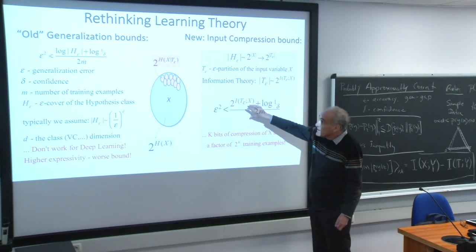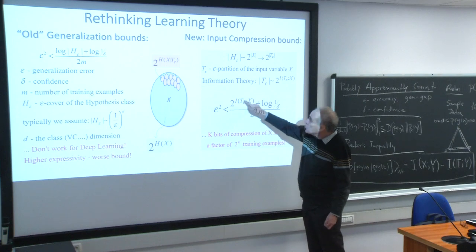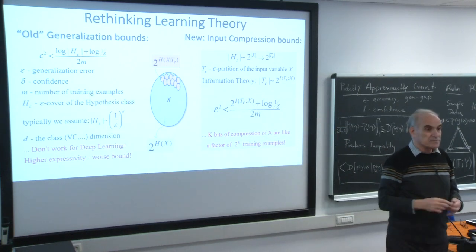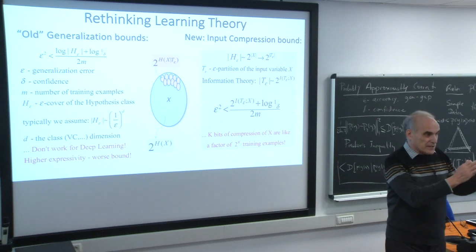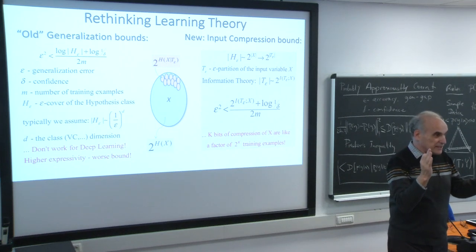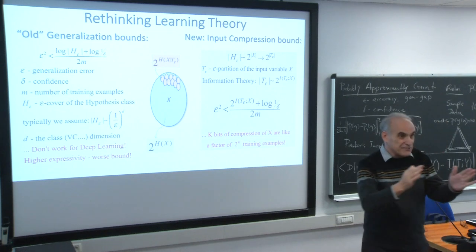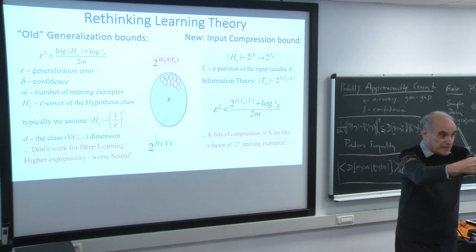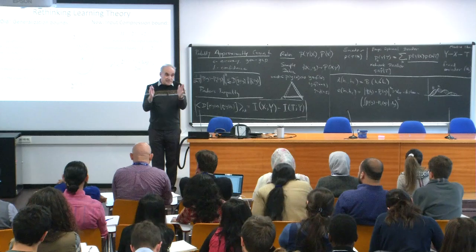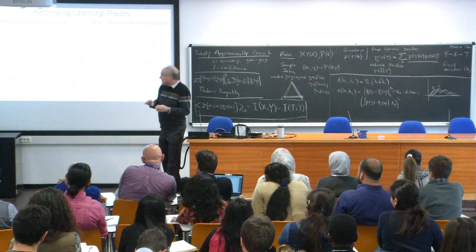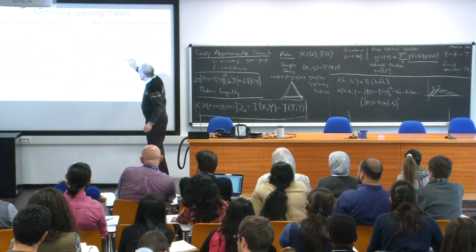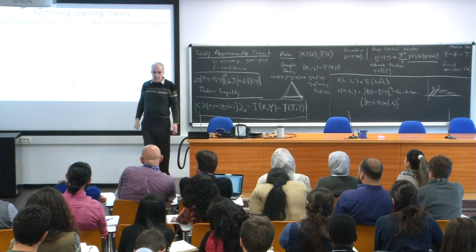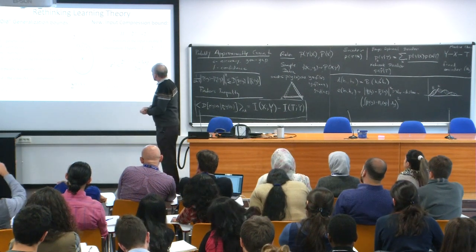But what is really surprising is that the mutual information, 2 to the mutual information, acts like the dimensionality of the class. So this gives you a very good incentive for this algorithm to actually move to the left. Because if my last layer, which is really where I'm doing my prediction eventually, has very small information about the input, then this gives the tightest possible bound on epsilon, for the smallest mutual information. Now, if you look at this bound, it's a very surprising bound.